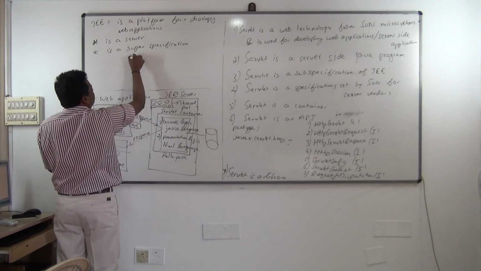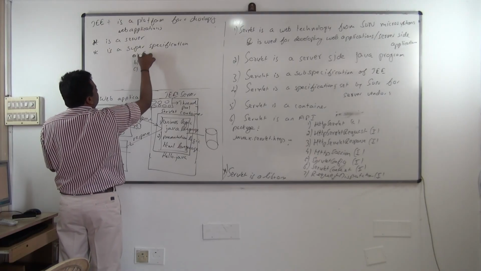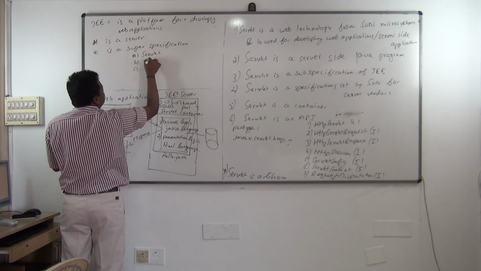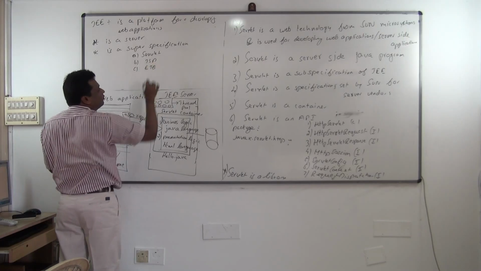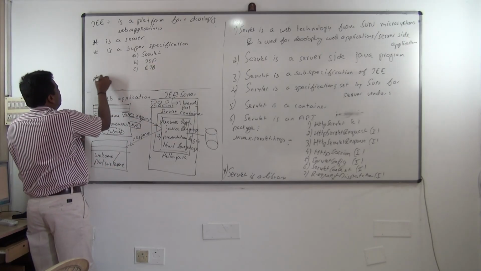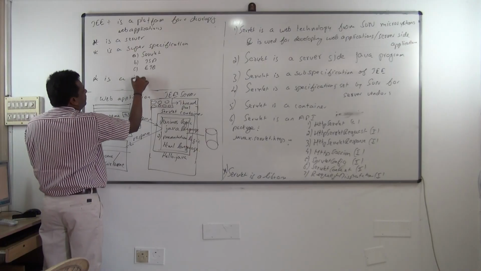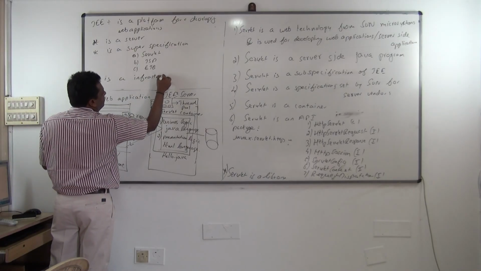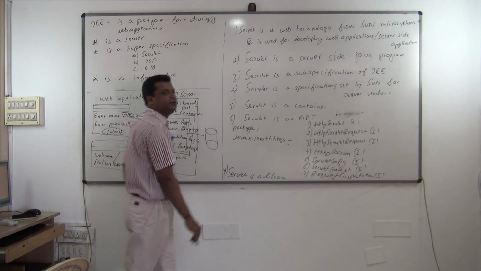And under this you have got some subspecifications like what? Servlet, JSP, EJB and all that. More are there. And lastly, JEE is what? It is an infrastructure. This is what I gave you as the definition. So this is a short interview question for you.